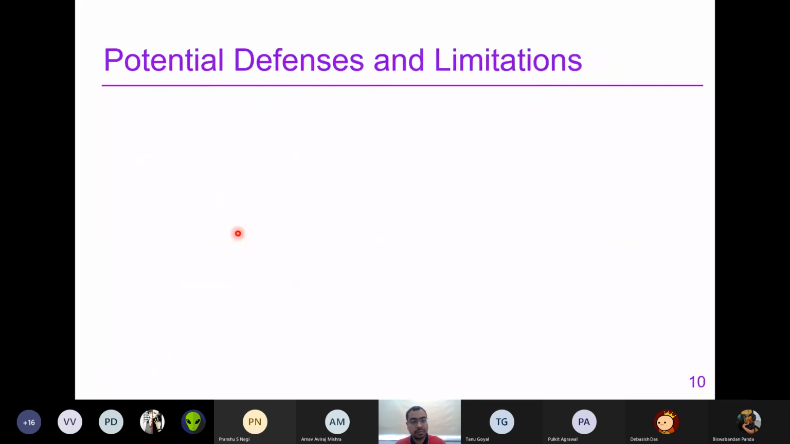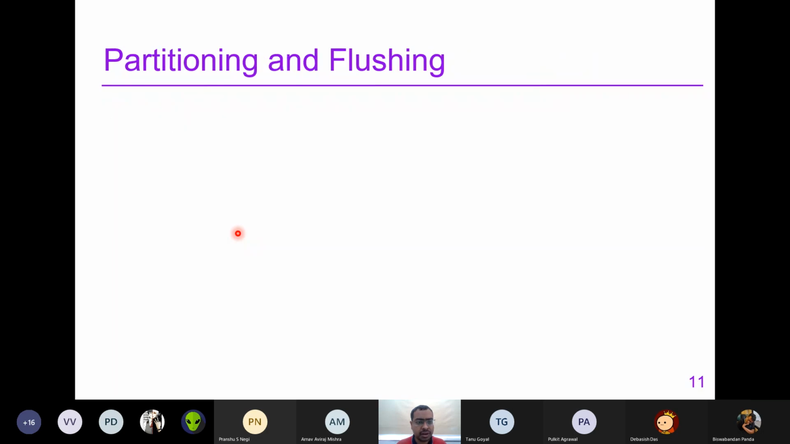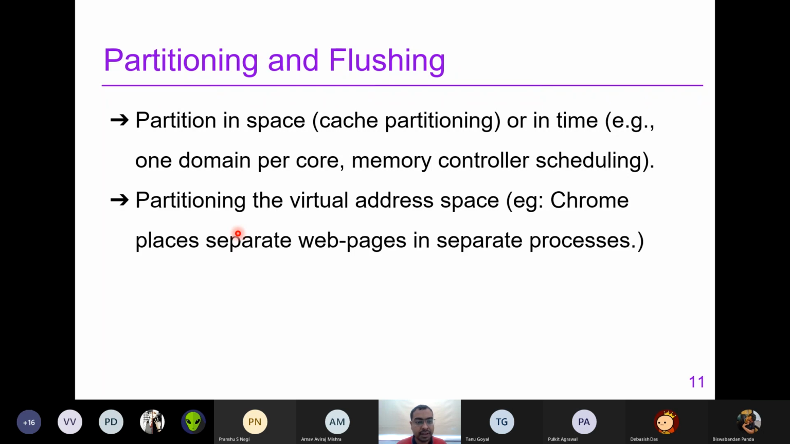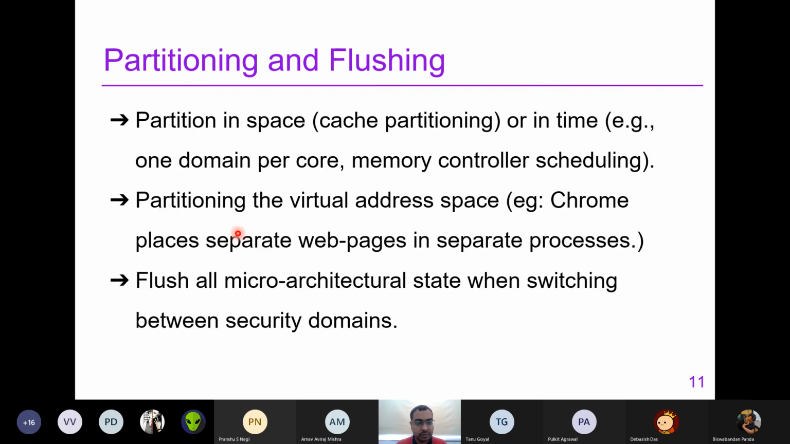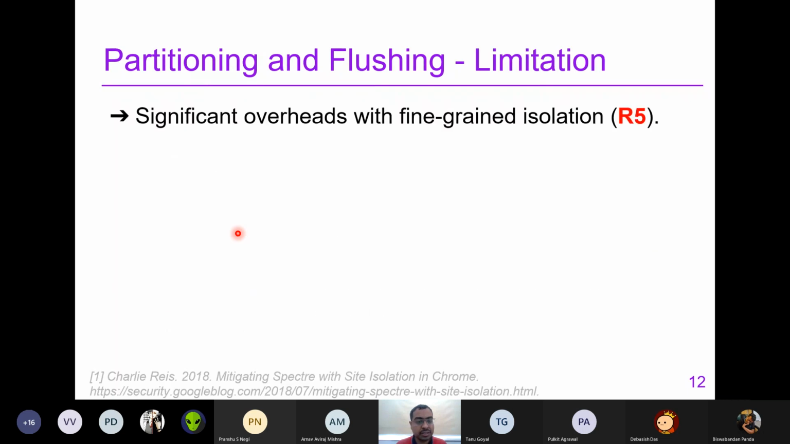And yeah, so some defense mechanisms are already there, and they are just doing a survey of how many conditions each one satisfies. So these are the three kinds of defense mechanisms. First one, partitioning and flushing. In partitioning, we partition the cache either in space or time, and we can also partition the virtual address space. Flushing means that whenever there is a domain change, you flush the entire microarchitectural state, like the cache. And what are the limitations of this method?